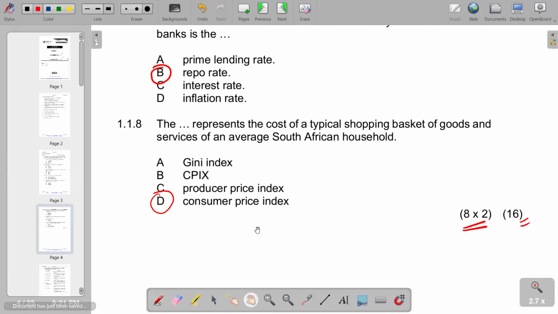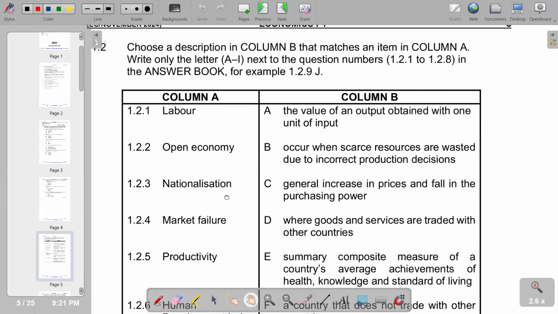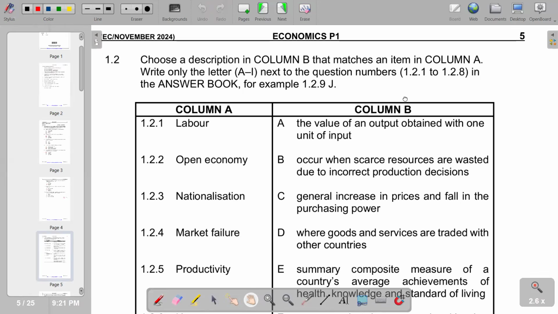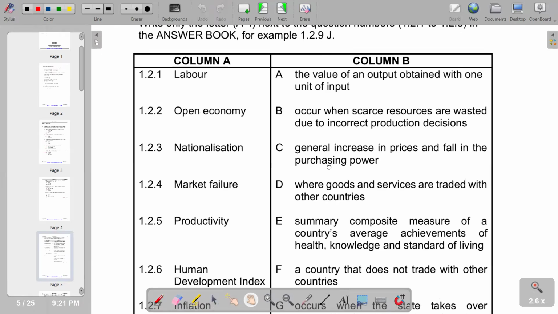So with that, we move on to the next section that we have, which is now on 1.2. Choose a description in column B that matches an item in column A. The first term that we have is labor. We know that labor is human effort. So we check in terms of column B what matches labor. We try to see according to our responses. Of course, our responses are going down.